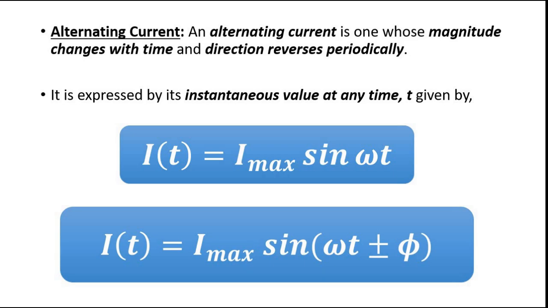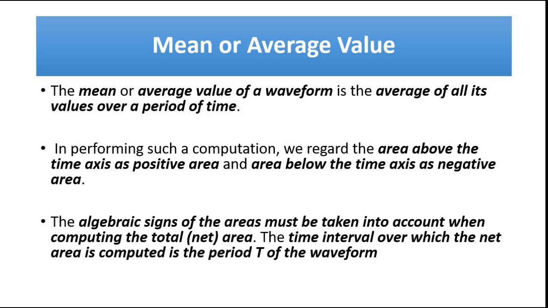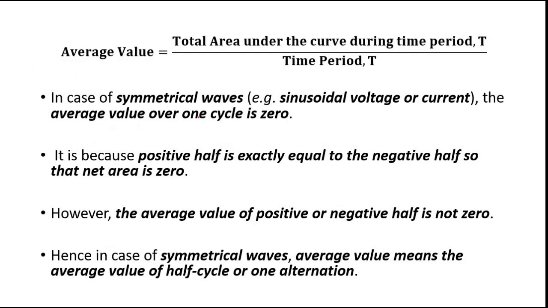So here, mean or average value, what we have covered is the average of all the values over a certain period of time. For symmetrical waves we only consider half the time period, because the total area under the total time period is equal to 0, because the positive area above the time axis is exactly equal to the area below the time axis. So that's why we use the mid ordinate method.